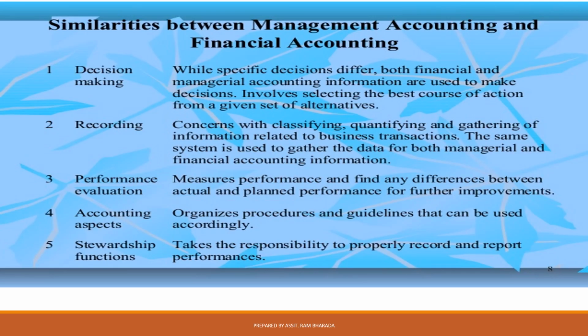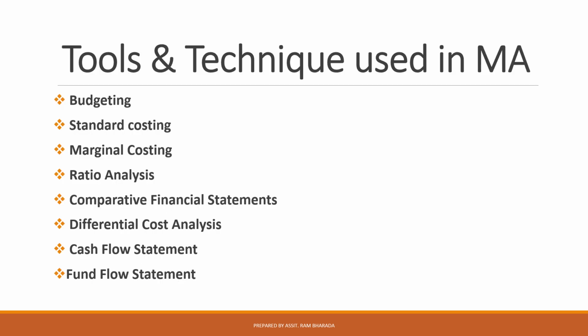After the similarity between management accounting and financial accounting, the last point of unit 1 is the tools and techniques we are using in management accounting. First tool is budgeting. Budgeting is a process of preparing various types of budgets. Here we are preparing sales budget, production budget, raw material purchase budget, cash budget, then fixed or flexible budget, and at last we are preparing the master budget.